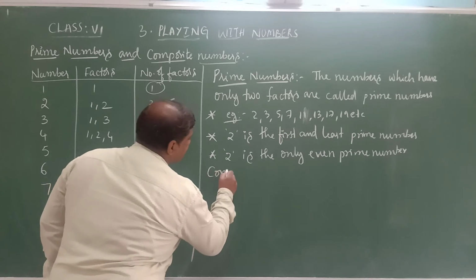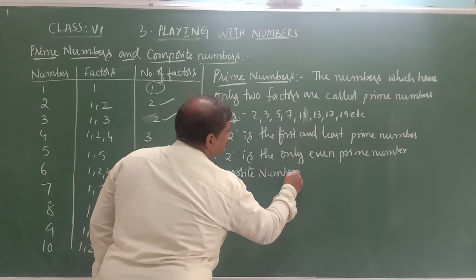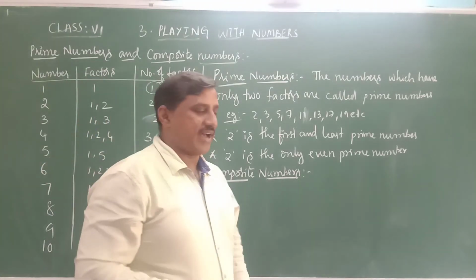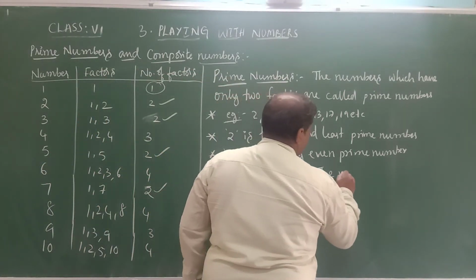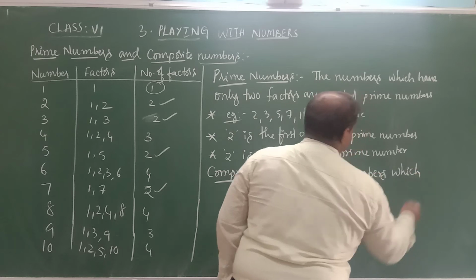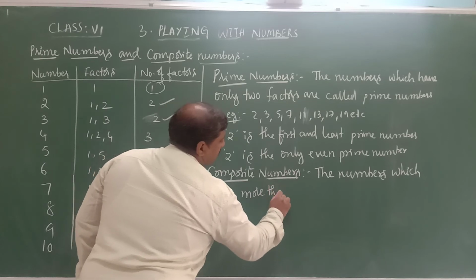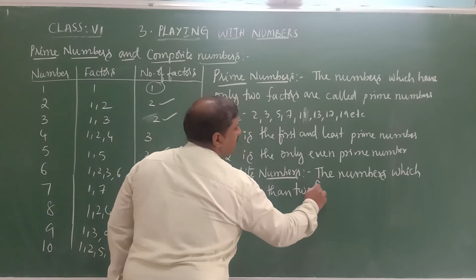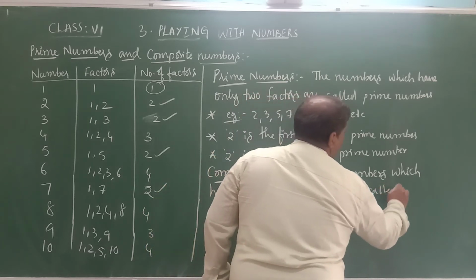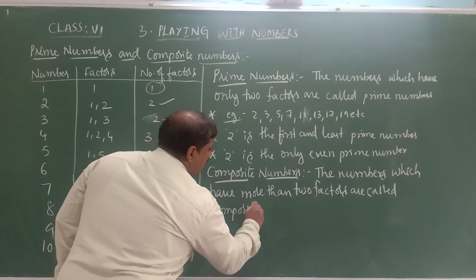Next, composite numbers. What are composite numbers? The numbers which have more than 2 factors are called composite numbers.